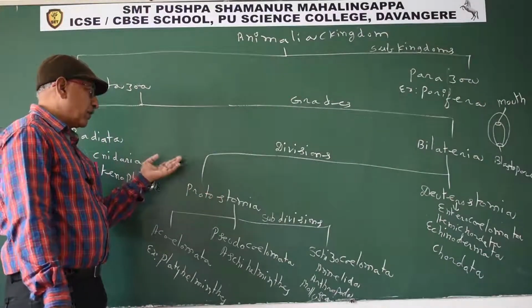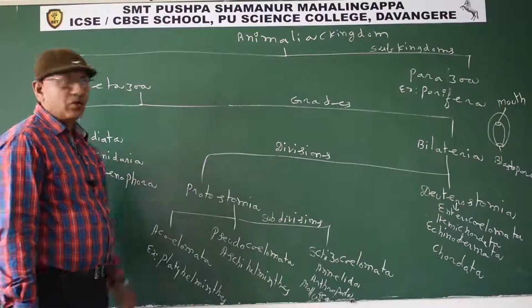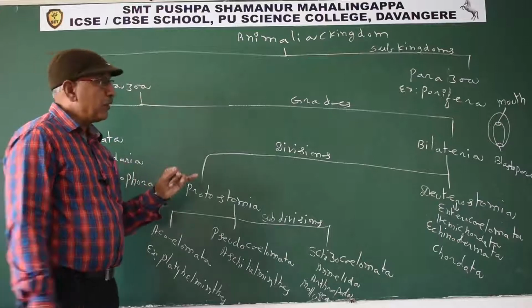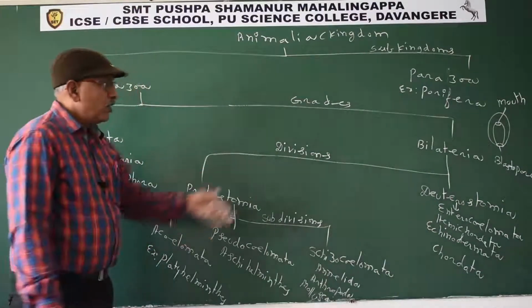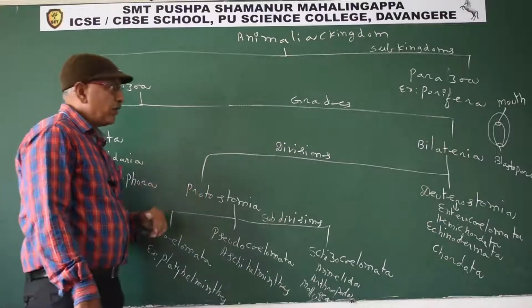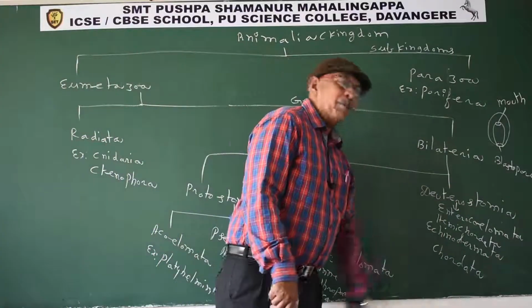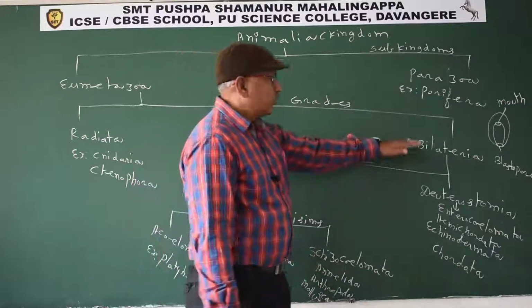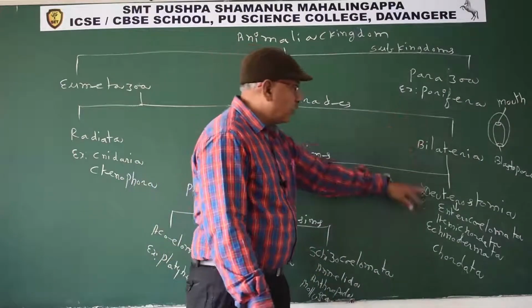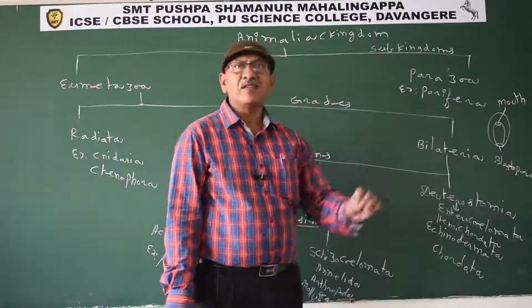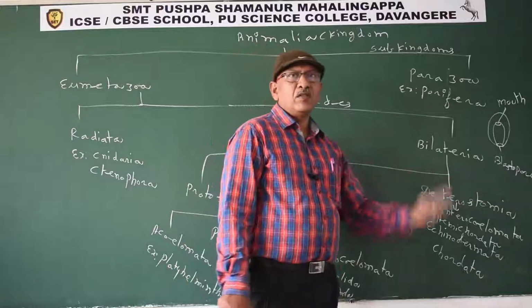Proto means first, stoma means mouth. During embryonic development, if the first opening develops into the mouth, such bilaterians are included in Protostomia. If the second opening develops into the mouth, such bilaterians are included in division Deuterostomia. Deutero means second, stoma means mouth.